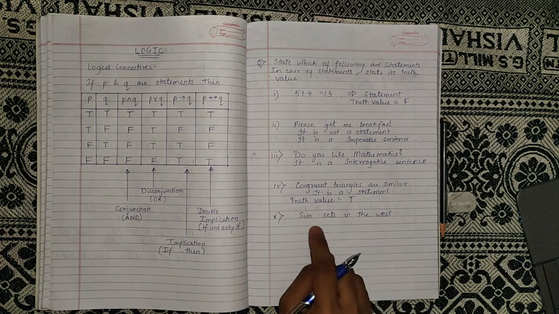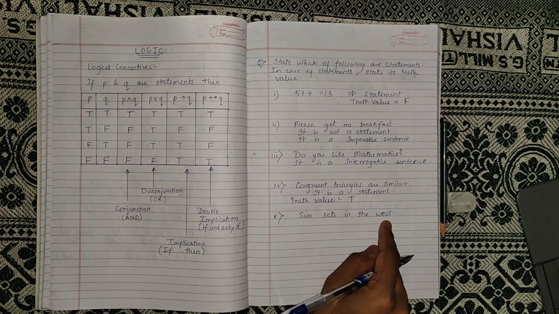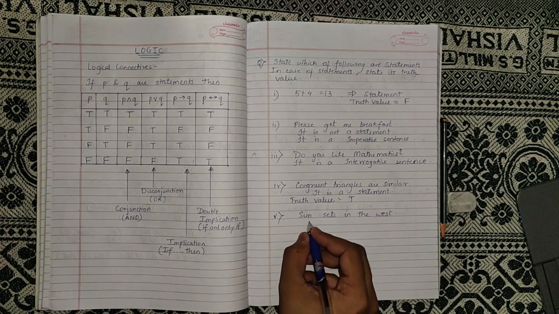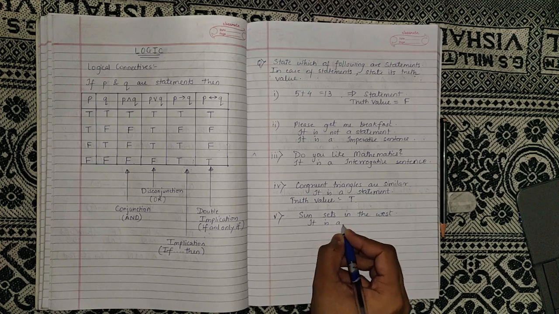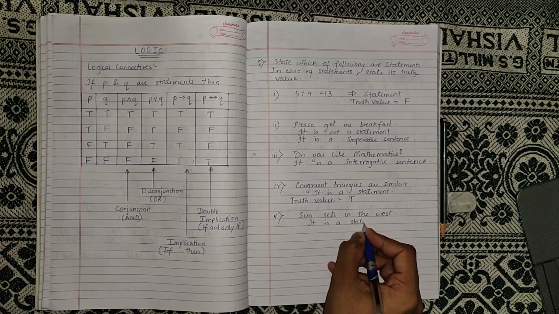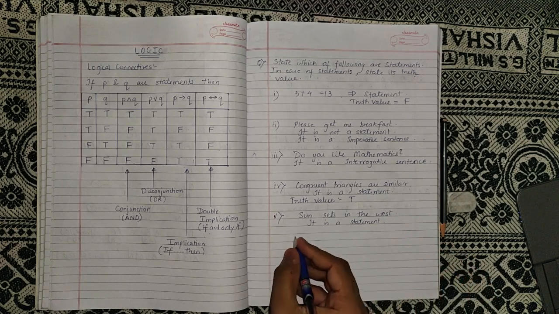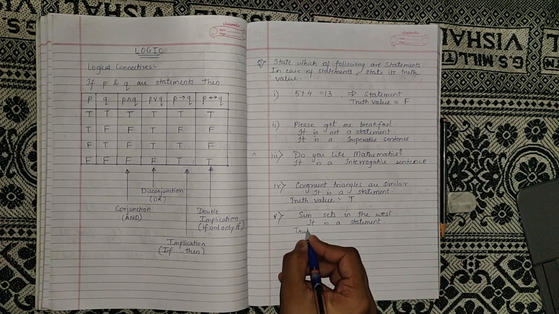The next one says the sun sets in the west. It is again a declarative sentence, therefore it is a statement. Now, if it is a statement, we have to write the truth value. Let's find out the truth value.